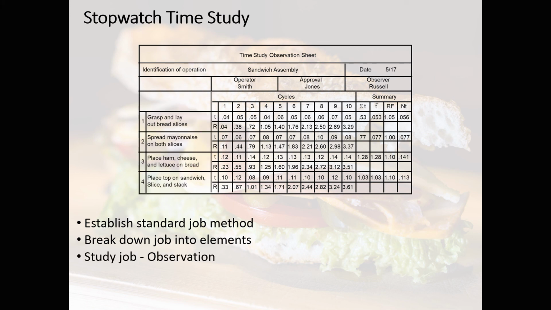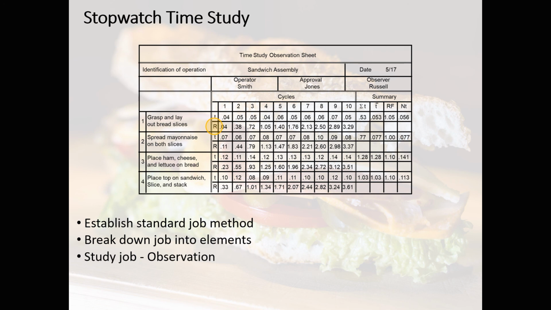After breaking down the elements of the job, we're going to have to do the study. So you're going to have to go in and observe an employee or employees doing a particular job and how much time it takes for each element. The time for each element will go in the row with the lowercase t, and then a run time for that cycle, which is represented by the 1 through 10.